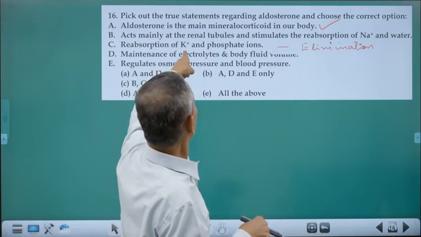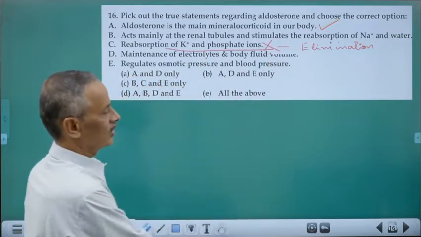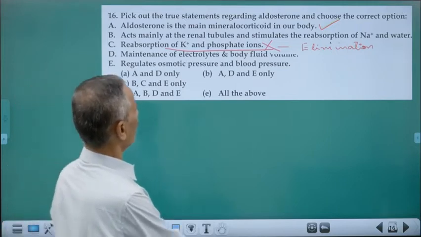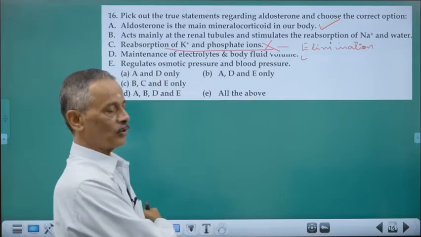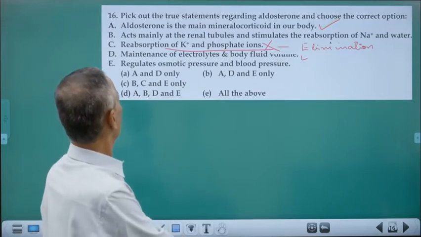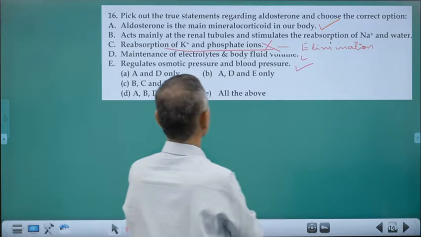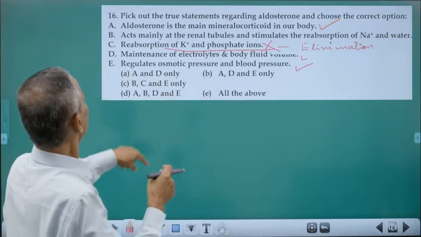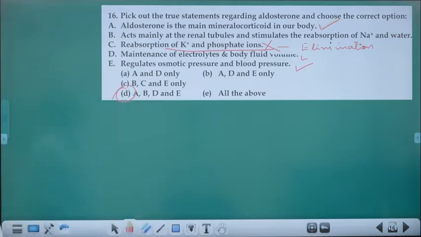Absorption of potassium and phosphate. No, it is not correct. It is helping in elimination. Maintenance of electrolytes and body fluid volume. Correct. It is responsible for, that's why it is called mineralocorticoid, that regulates the mineral concentration, regulates osmotic pressure and blood pressure. So we are having A, B, D and E correct. So the answer is D. C is the wrong one.